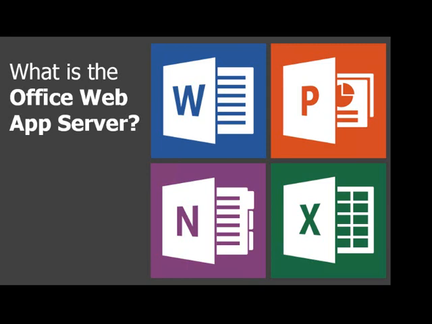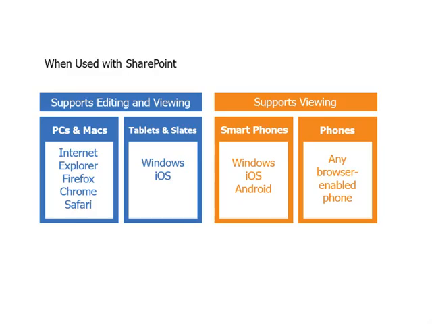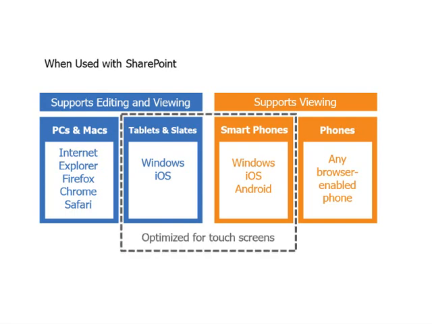With the new Office Web App Server, you also have improved capabilities across multiple platforms. Let me show you. When used in conjunction with SharePoint, our Office Web App Server supports editing and viewing on both PCs and Macs, and you can see here we have support for Internet Explorer, Firefox, Chrome, and Safari. And on tablets and slates, tablets using Windows 8 and iOS. Just a quick note, if you want to be able to edit, that version of iOS needs to be 5.1 or higher. Older versions will only allow you to read, but not edit. The Office Web App Server also supports viewing on smartphones using Windows, iOS, or Android, and additionally any browser-enabled phone. And also, our Office Web App Server is optimized for touchscreens.